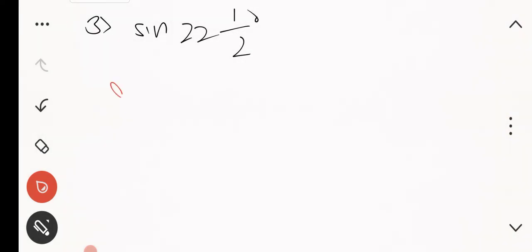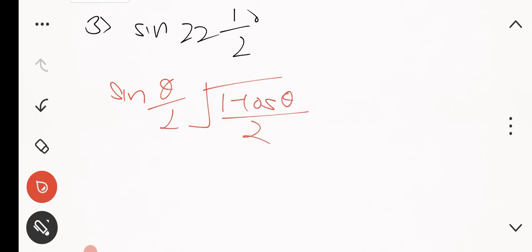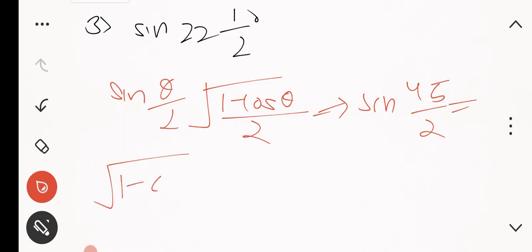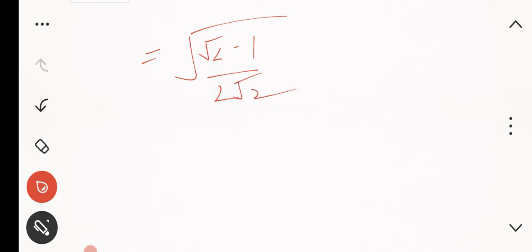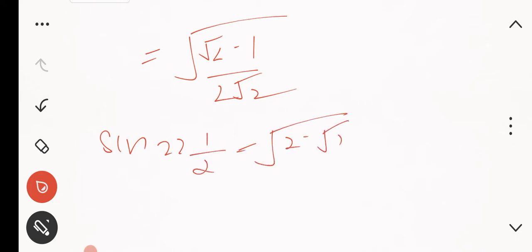Then it will be sine theta by 2 equals root of 1 minus cos theta by 2, which can be written as sine 45 by 2 equals root over 1 minus cos 45 by 2. And sine 22 and 1 by 2 gives root of 1 minus 1 by root 2 by 2. The next page we will see. Again you write sine 22 and 1 by 2, and you will get root 2 minus 1 over 2 root 2. Then sine 22 and 1 by 2 is root of 2 minus root 2 by 2.